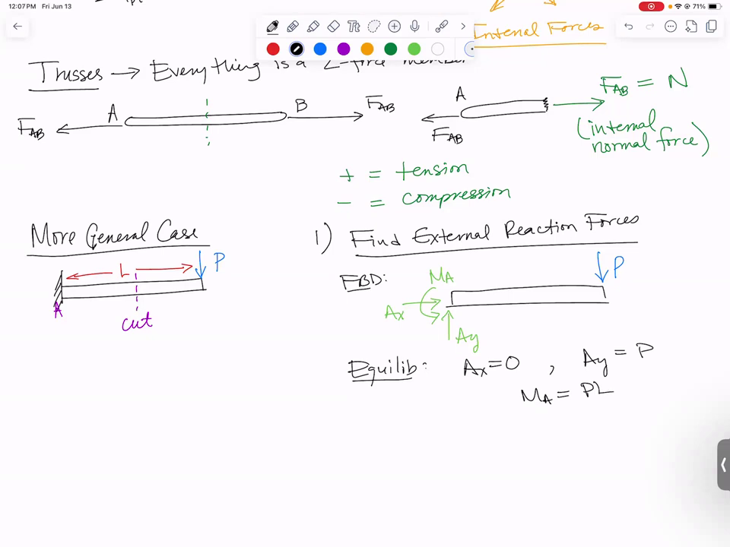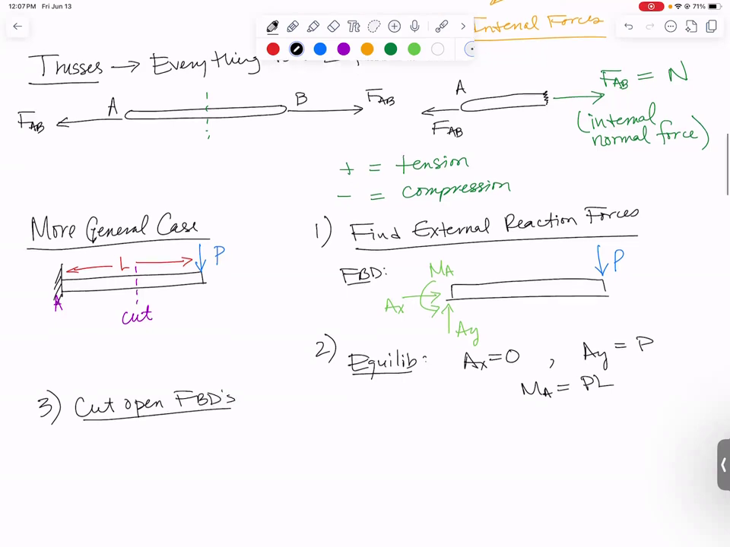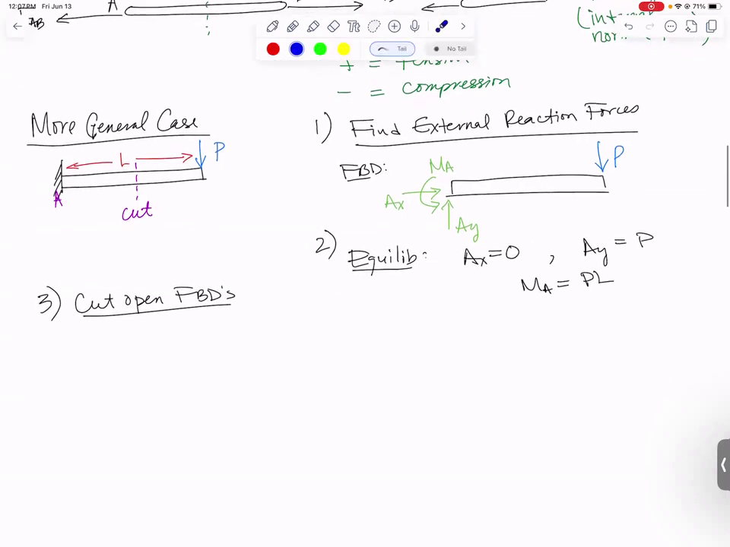Now we're going to do, I guess that was step 2. Finally, now we're going to do our cut open free body diagrams. So when you cut these, the idea is you're chopping it right into 2. And what you're going to do is draw the free body diagram of either everything to the right or everything to the left, including all external forces. So I'm going to draw both of them so we get really good practice of this.